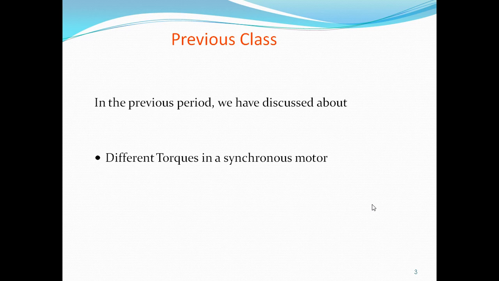So what is running torque? The torque produced when the synchronous motor is running. That is the third torque. The first one is starting torque, the second is pull-in torque, the third is running torque, and the fourth one is pull-out torque. This is the maximum torque the motor can withstand. After that, the motor comes out of synchronism.